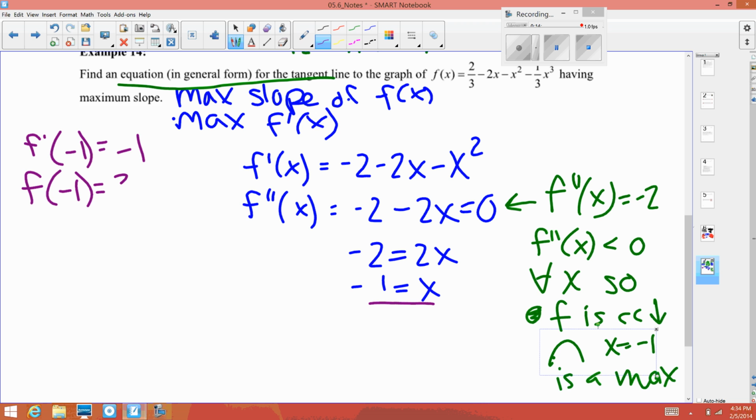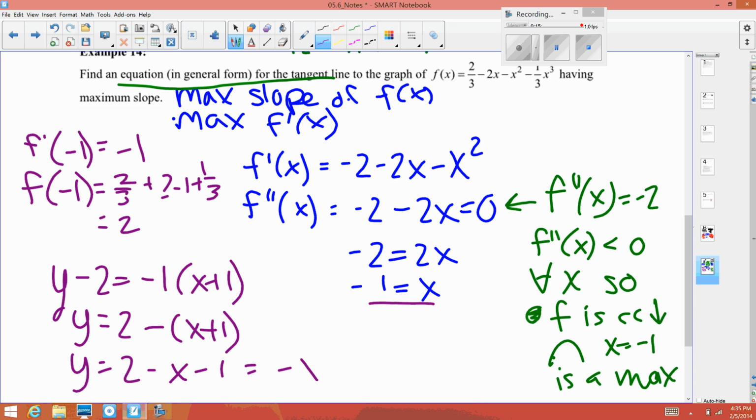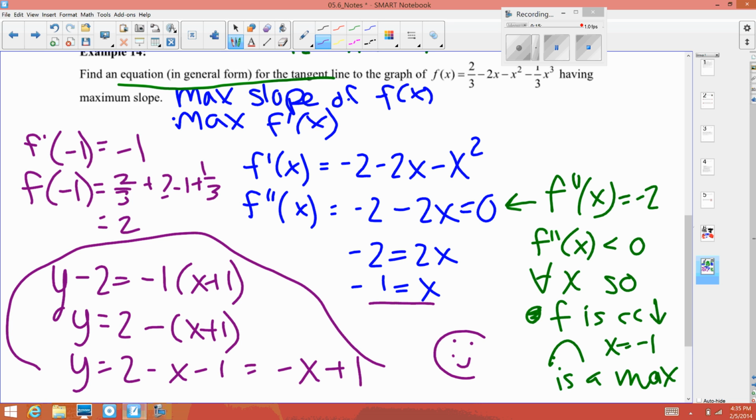So that's 2/3 plus 2 minus 1 plus 1/3. So we get 2. So our equation is y minus 2 equals negative 1 times x plus 1, or you could write it as y equals 2 minus x plus 1, or you could multiply it out, 2 minus x minus 1, negative x plus 1, whatever you want. Any of these would be great. All right, guys, so work on some problems. Have a great day.